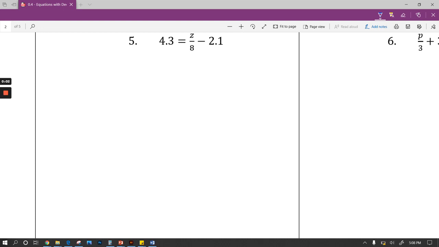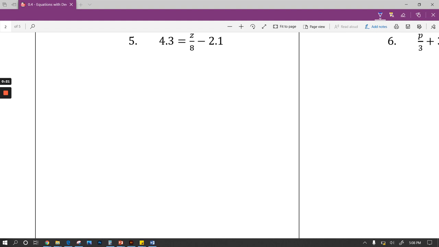All right, so if you're here, it's because you're having a difficult time with this problem right here, or just want a little bit of help. So our problem that we have is 4.3 equals z over 8 minus 2.1. So there's a lot of stuff going on here, so we'll just unpack this.